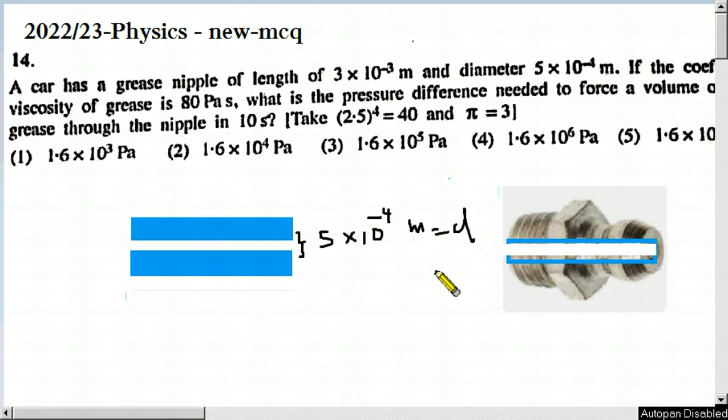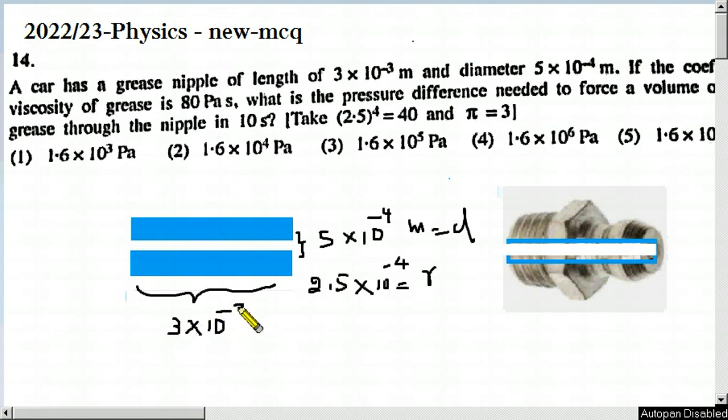But what we need is the radius. Radius is 2.5 times 10 power minus 4. The length is 3 times 10 power minus 3. This one is the length L. So the grease is moving through this tube like this.